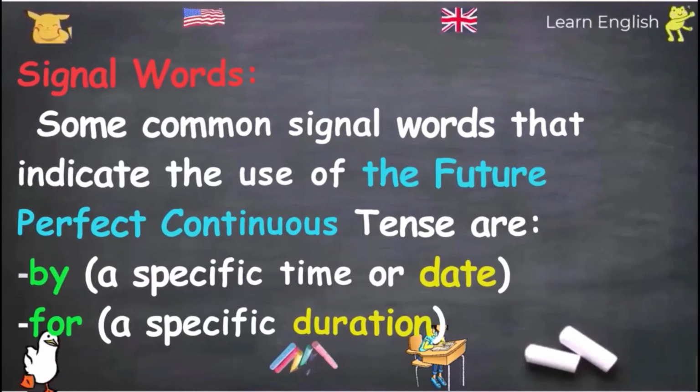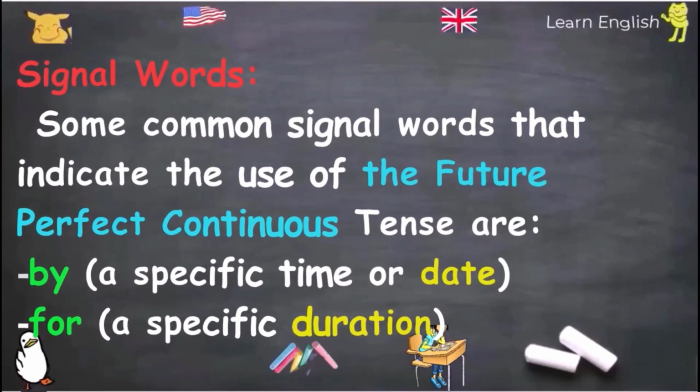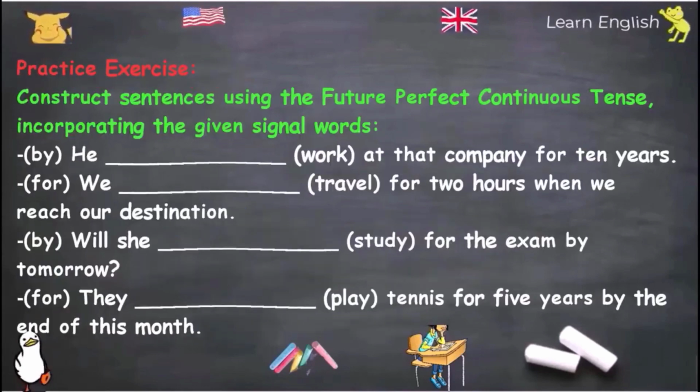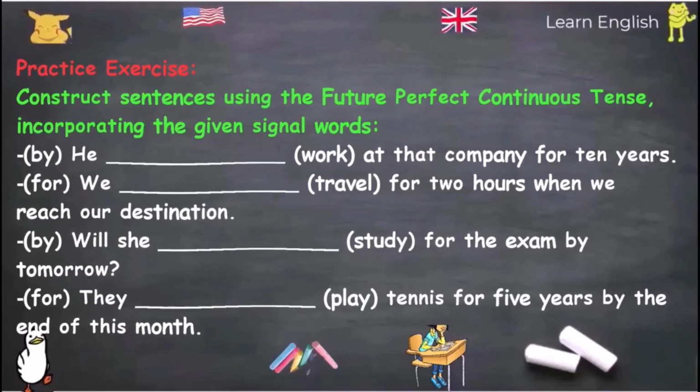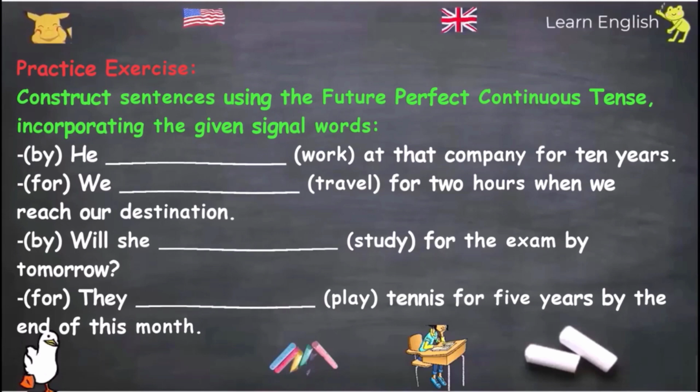Signal words. Some common signal words that indicate the use of the future perfect continuous tense are: by, a specific time or date; for, a specific duration. Practice exercise. Construct sentences using the future perfect continuous tense, incorporating the given signal words. By, he worked at that company for 10 years. For, we travel for 2 hours when we reach our destination.